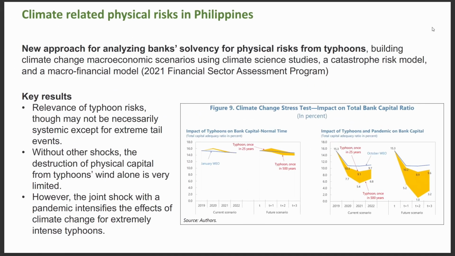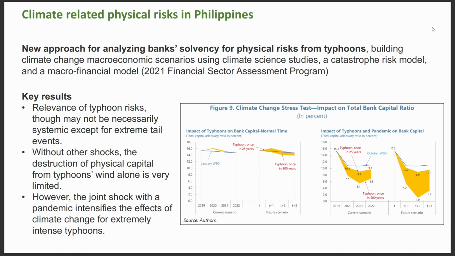Another example, which is interesting, although maybe not representative of the level of sophistication we sometimes have with our clients, is the work done in the Philippines. Nicola was very much involved in this work, which was part of what we call the Financial Sector Assessment Program. It's a joint World Bank-IMF program which aims to review the financial sector, both from a stability perspective as well as a development perspective. And you can see on this slide some of the results of the climate change stress test.